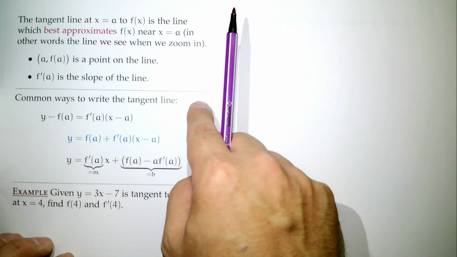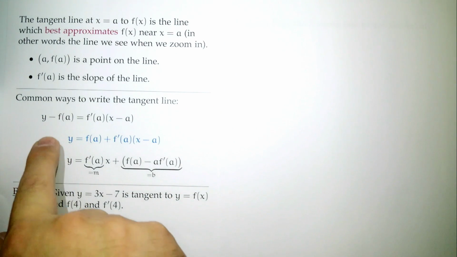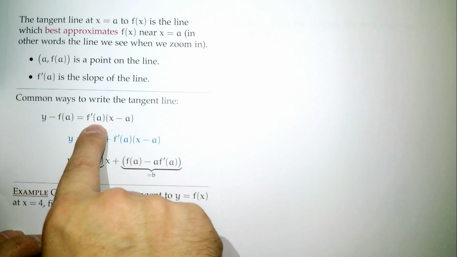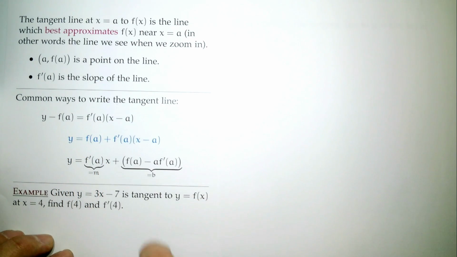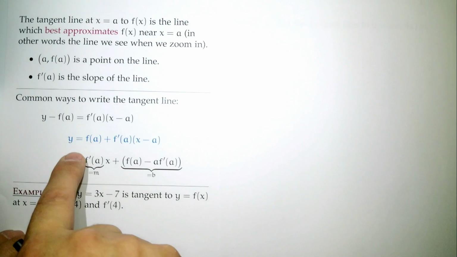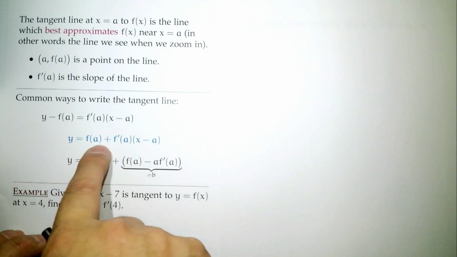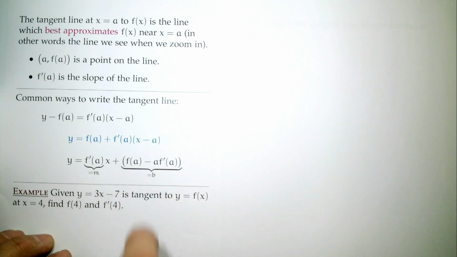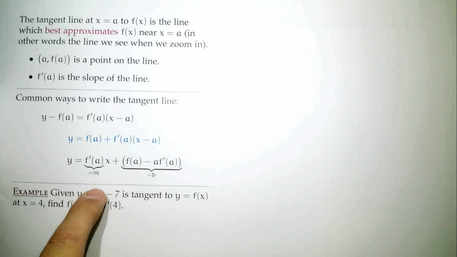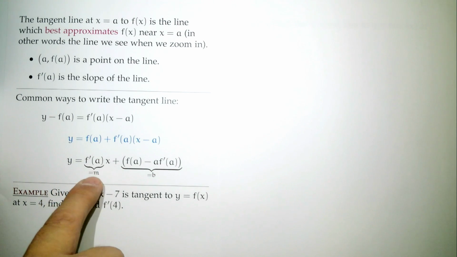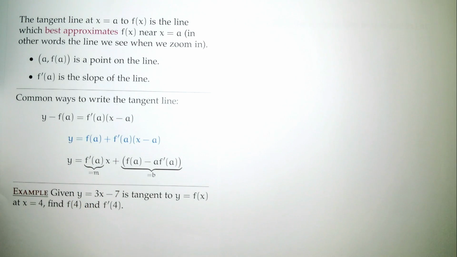So common ways to write the tangent line. If you know your point, y minus your y coordinate is m, your slope, times x minus your x coordinate. And you can rewrite this by adding f of a to both sides to get y equals f of a plus f prime of a times x minus a. And you can also rewrite this in slope-intercept form: y equals f prime of a times x plus f of a minus a f prime of a.